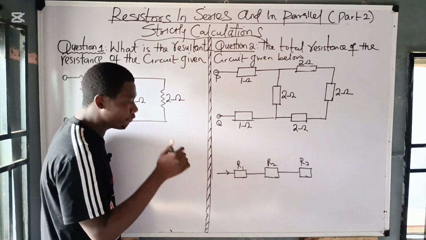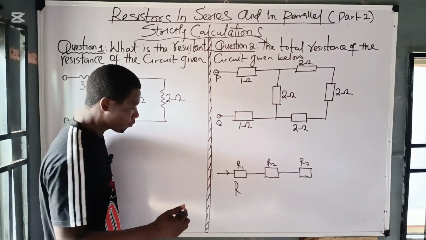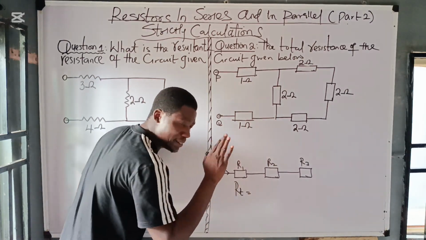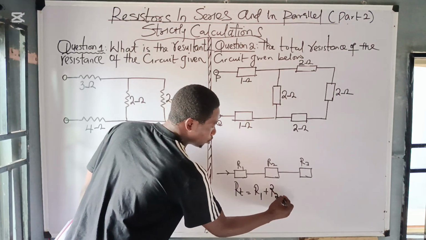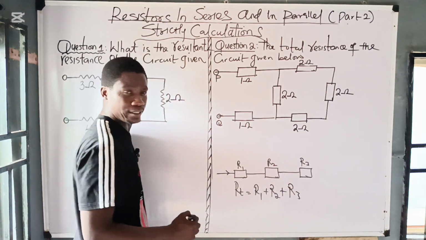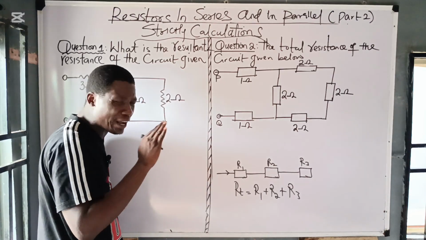So if you are to calculate for the net resistance, or what we call total resistance, it should be calculated by using a very simple formula, which is R1 plus R2 plus R3. Yes, this is the connection in what? In series. So it's quite very cheap.